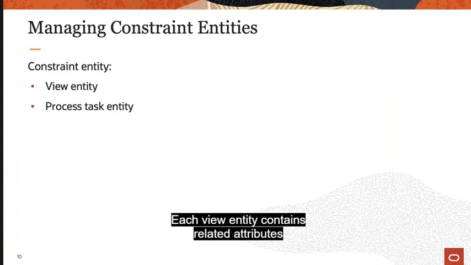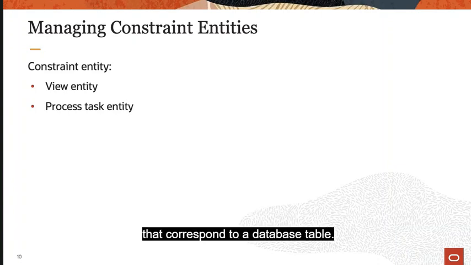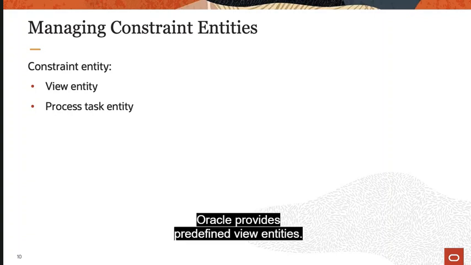Each view entity contains related attributes that correspond to a database table. Oracle provides predefined view entities. You can't create new ones. However, you can add extra attributes, like flex fields, to an existing view entity. And the second type is process task entity.